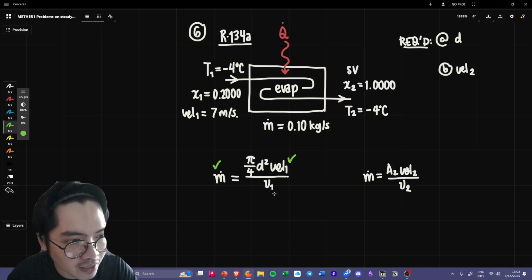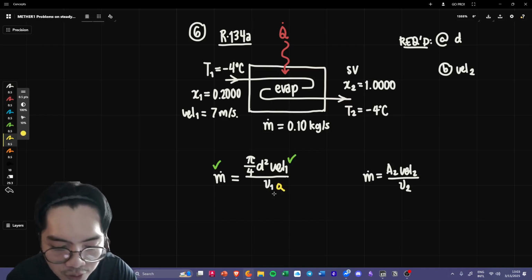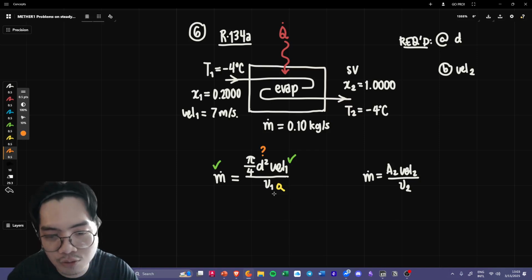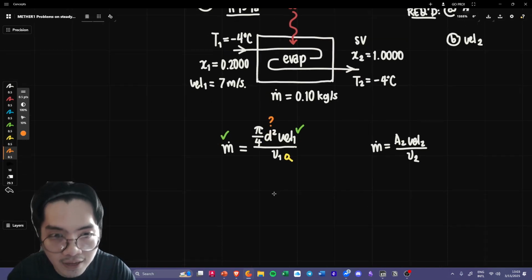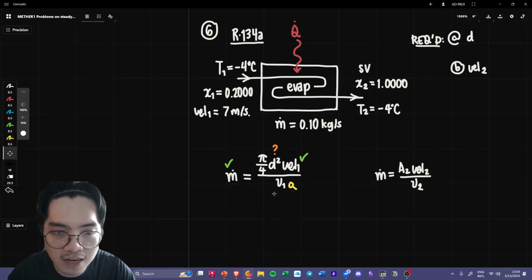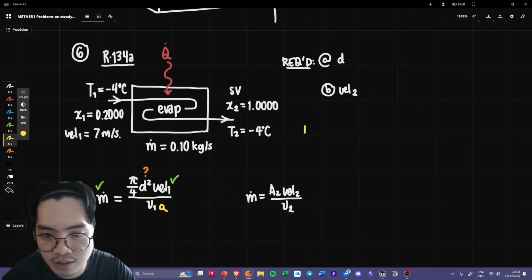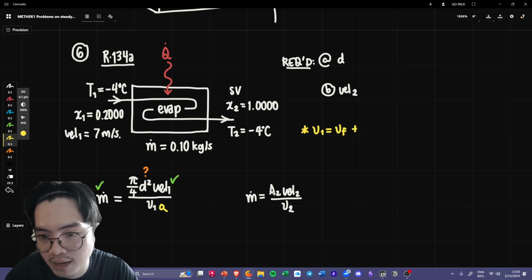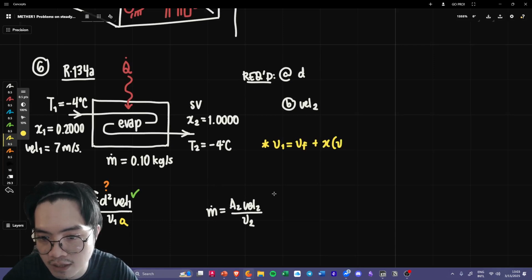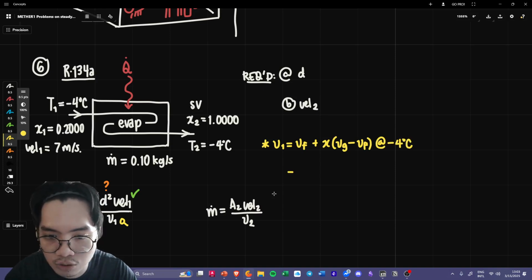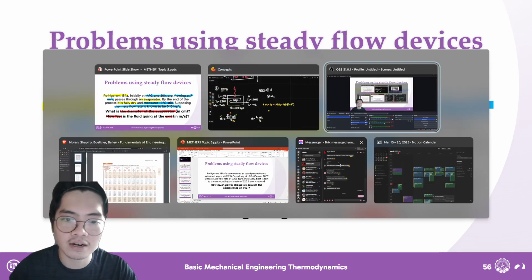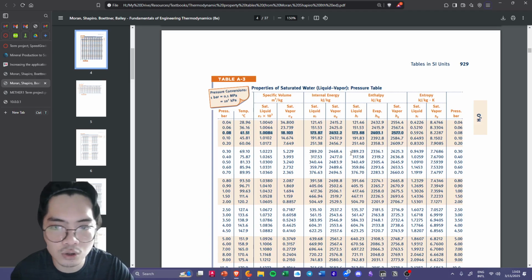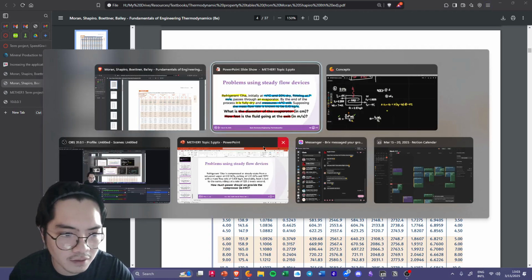Your V1 can be found, and therefore you just need to be able to get to this value of D. And so, how do we find our value of V1? Well, let's put it here. Your value of V1 is going to be VF plus X times VG minus VF at negative 4 degrees Celsius. So in here, negative 4 degrees Celsius, let's go into R134A.